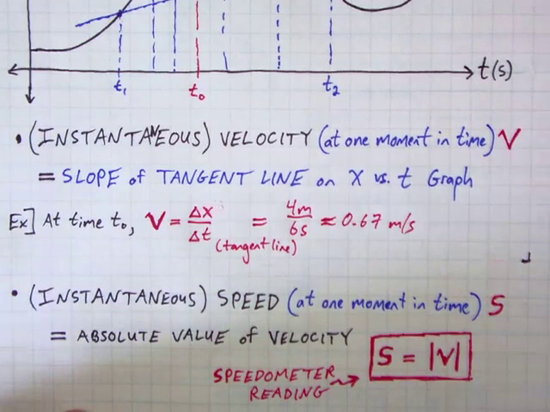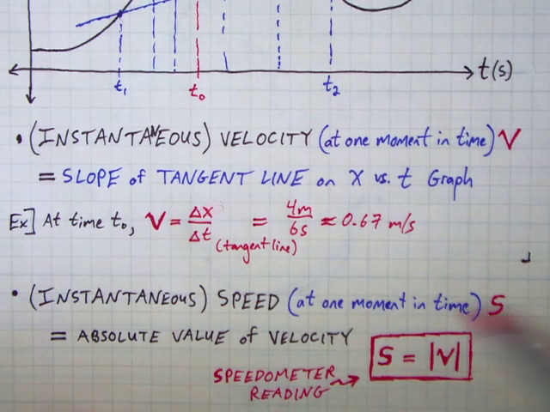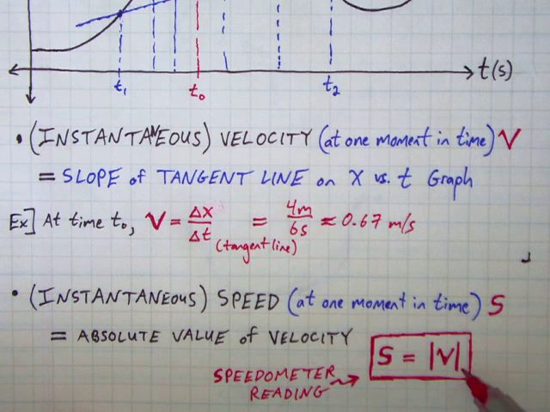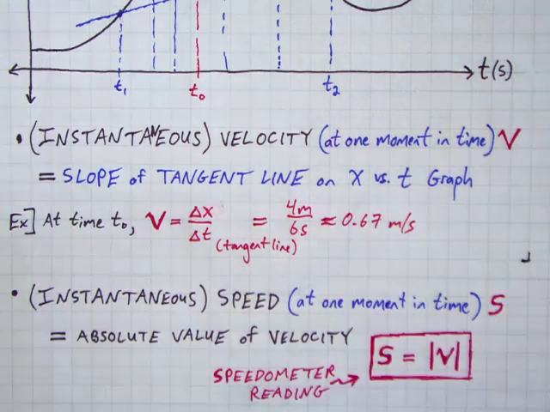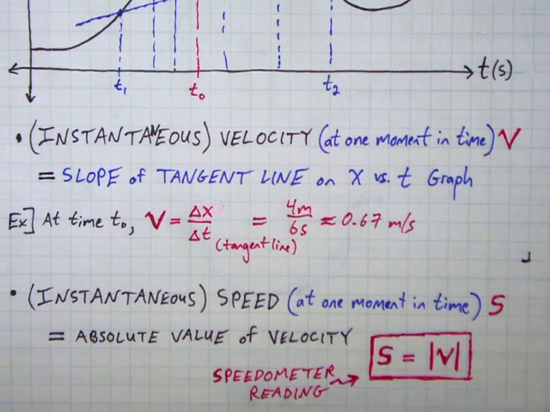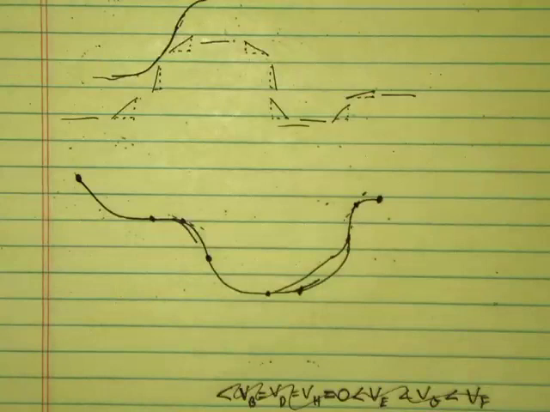Instantaneous speed is a very simple idea. At one moment in time, our instantaneous speed is just the absolute value of the instantaneous velocity. Speed is the absolute value of the velocity, which is exactly what your speedometer in your car says at a moment while you're driving. There's no positive or negative value on your speedometer. It doesn't tell you what direction you're going. It just tells you the rate. So instantaneous speed is just the absolute value of the velocity. No more complicated than that. All right, let's look at some other motion curves.